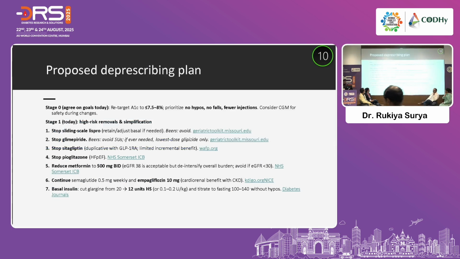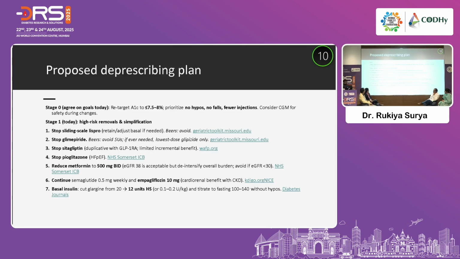So let's talk about a proposed de-prescribing plan. We had planned it through various stages. Say for example, stage 0. Again, a retarget of A1C to around 7.5 to 8 because he is elderly, with multiple comorbidities and risk of falls. Prioritize no hypos, as ma'am rightly mentioned. So it will reduce his falls and we can go for fewer injections. Consider CGM, continuous glucose monitoring, for safety during the changes.